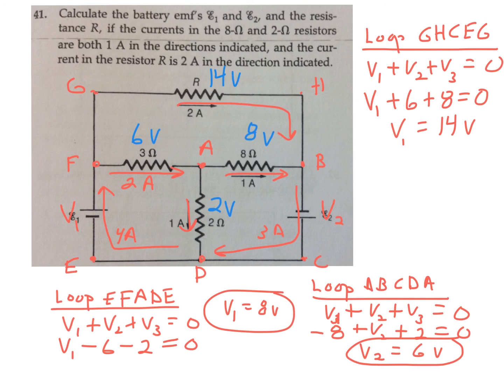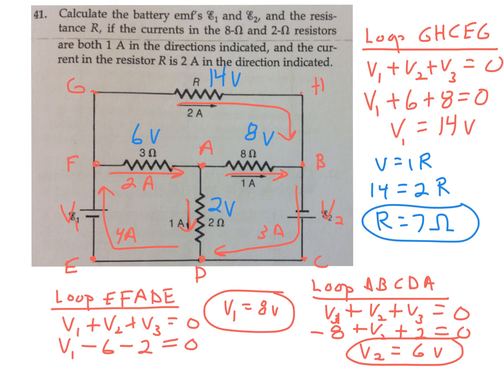And I know if V is 14 volts, and I use V equals IR at the top, I have 14 equals 2, that's given, times R. R is 7 ohms for that top resistor. There we go. We've got V sub 1, V sub 2, and R.